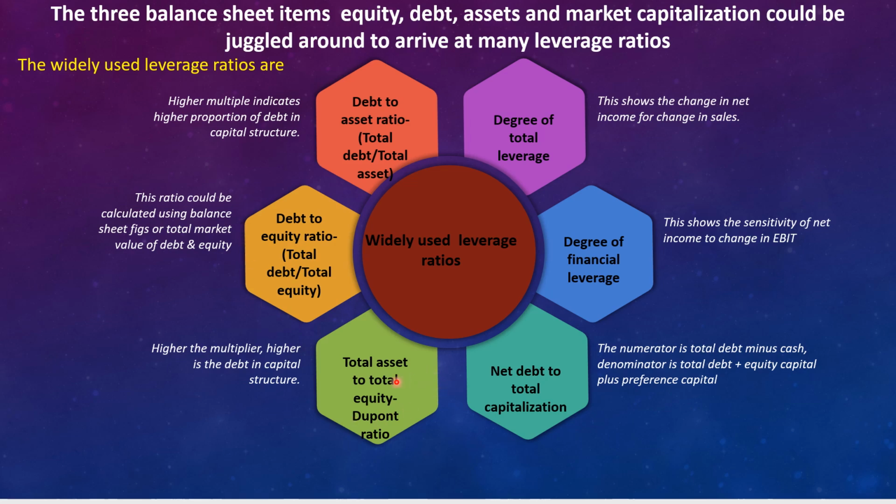Now, total assets to total equity, this is the DuPont ratio. Higher the multiplier, higher is the debt in the capital structure. Now, net debt to total capitalization. The numerator is total debt minus cash. The denominator is total debt plus equity capital plus the preference capital. Degree of financial leverage: this shows the sensitivity of net income to change in EBIT. Now, degree of total leverage: this shows the change in net income for change in the sales.